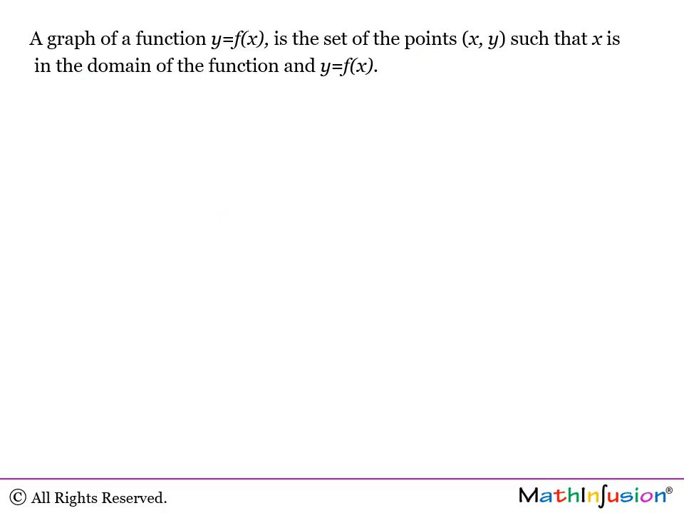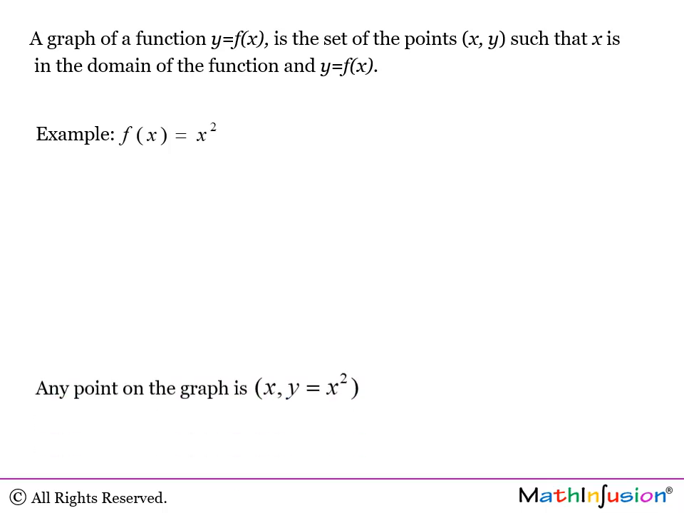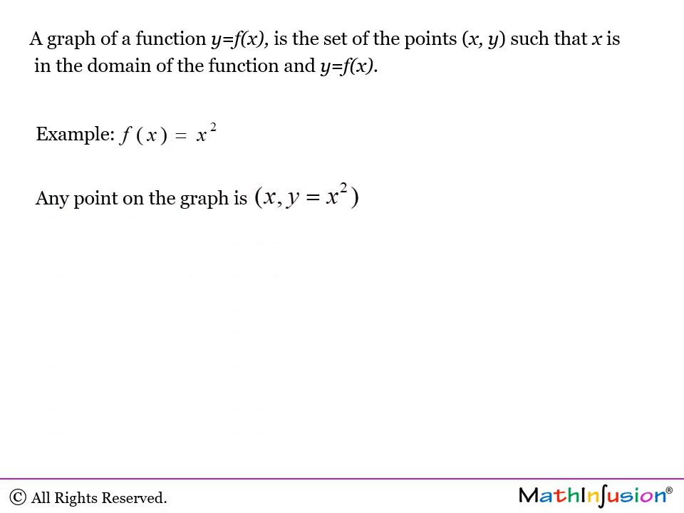A graph of a function y equals f(x) is the set of all possible points (x, y) such that x is in the domain of the function and y equals f(x). Let's take a small example, f(x) equals x to the power of 2. It means that any point on the graph has x for the x-coordinate, and the y-coordinate is f of x, which is x to the power of 2. You are familiar with this graph.